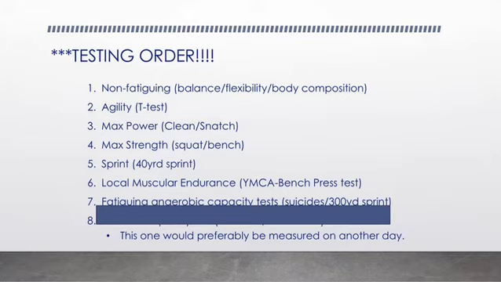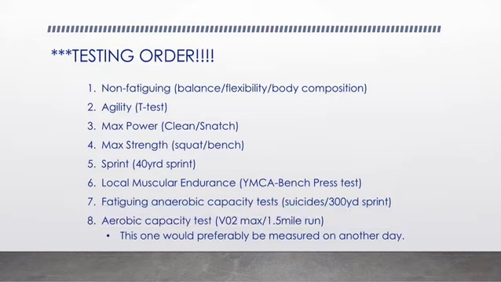7 is fatiguing anaerobic capacity tests. So remember, anaerobic energy systems operate technically without oxygen, so it's the shorter, quick anaerobic fatiguing test, something like a suicide or a 300-yard shuttle. And then 8, aerobic capacity. This is something like your VO2 max, or if you do a 1.5 mile run. This is ideally done on a separate day.